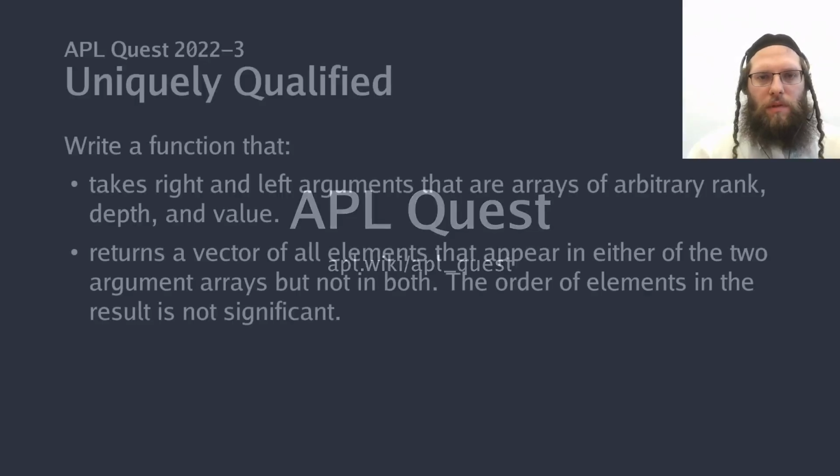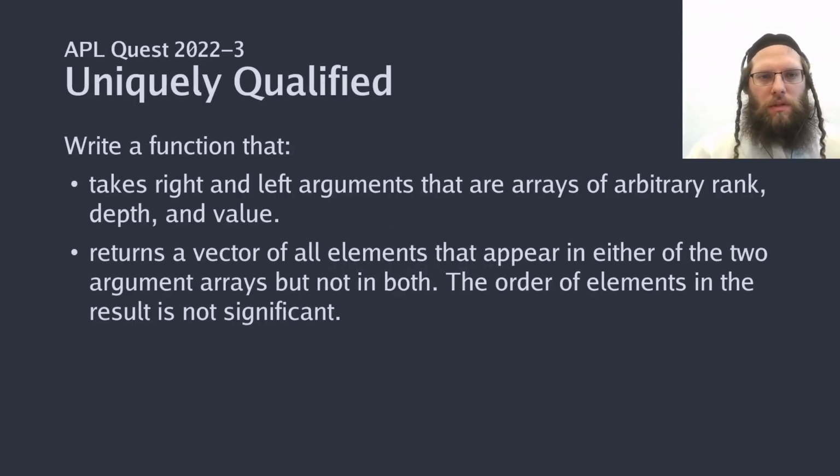Hi. Today's quest is to find the set difference between two sets. But the sets are given as any type of arrays, and the difference has to be symmetric. So it's not just all the elements from one argument that's not in the other argument. It's only those elements that appear in exactly one of the arguments, but not in both of them.